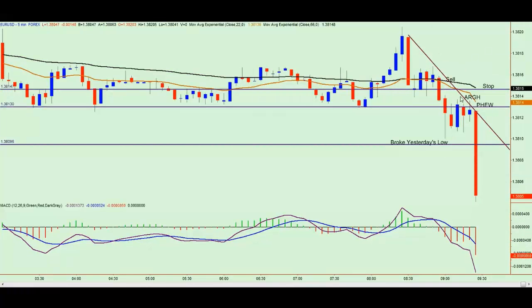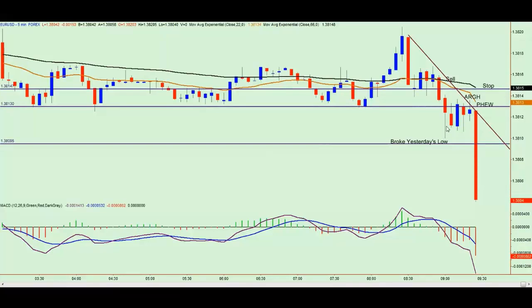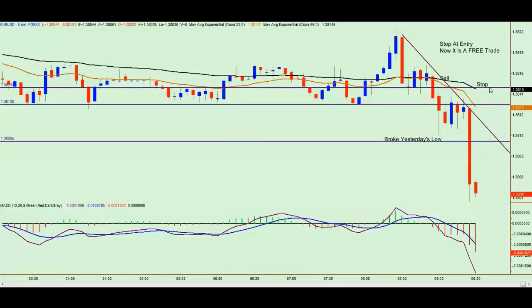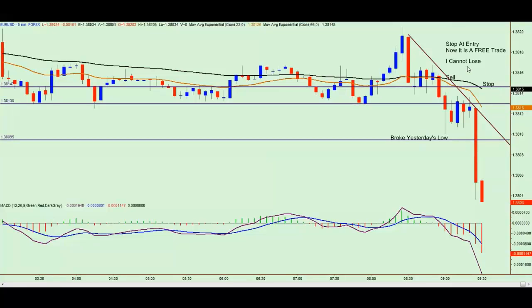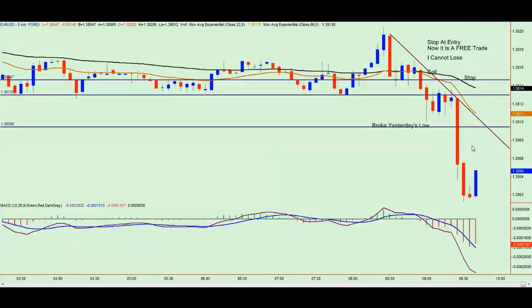Now what I have done is I've moved my stop as price has pushed away from this level, moved my stop down to the 138.15. So even though I sold there because of spread, etc., stop is at the 138.15, so it's at my entry, and now it's a free trade, which is awesome because I cannot lose. So it's about minimizing your risk as much as possible.